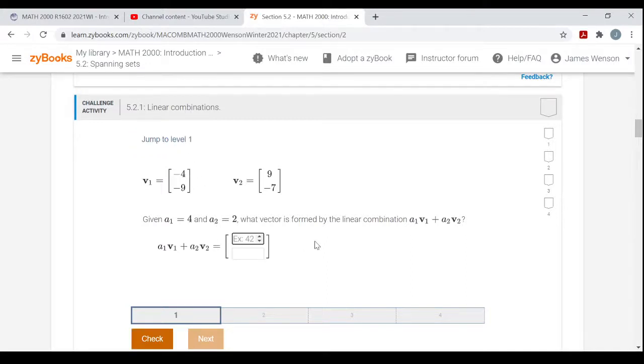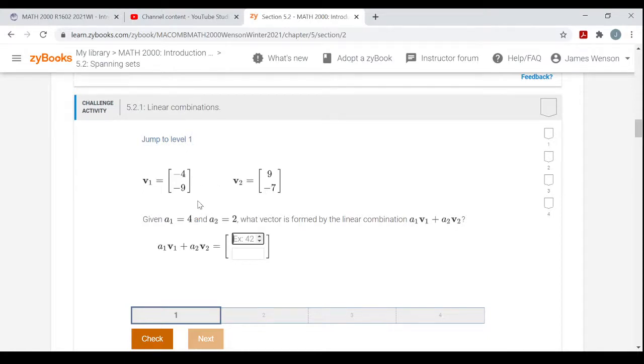This first level is just, here's vector v1, here's vector v2, and they give you the weights. They give you the values of these scalars, 4 and 2. And they ask, what vector is formed by the linear combination of those two vectors, a1 v1 plus a2 v2? So if I take 4 of this and 2 of that and add them together.